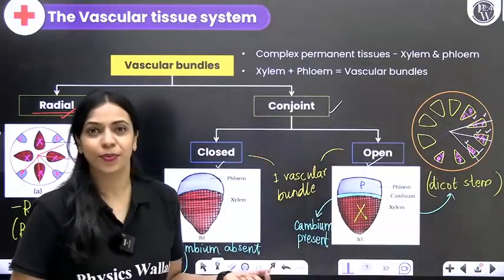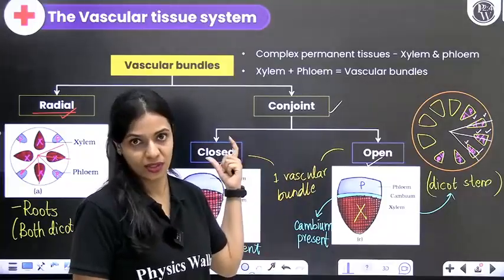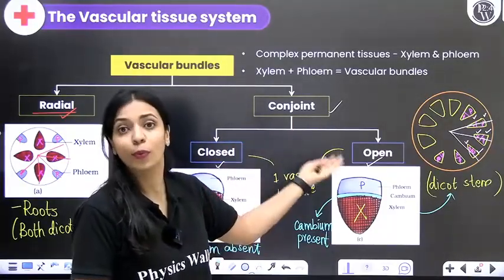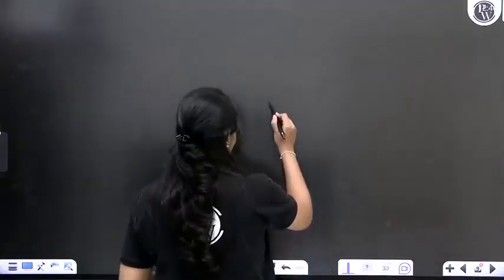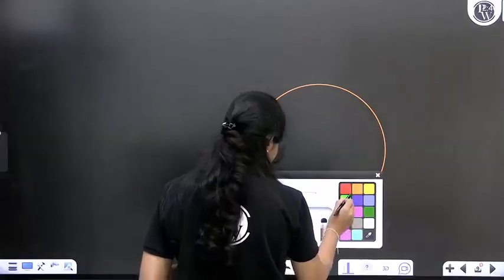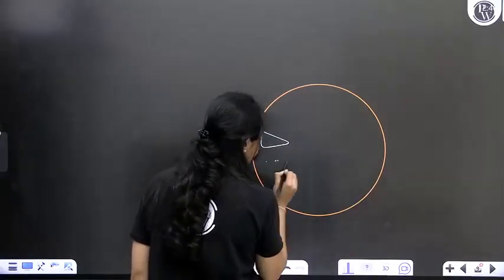So what does the presence of cambium have to do with it being called open and closed? Why is it closed if there is no cambium? What is it open to if cambium is present? We need to understand this. Now, if you take a dicot stem, I am showing you only the vascular bundles. You have vascular bundles arranged in the form of a ring like this.